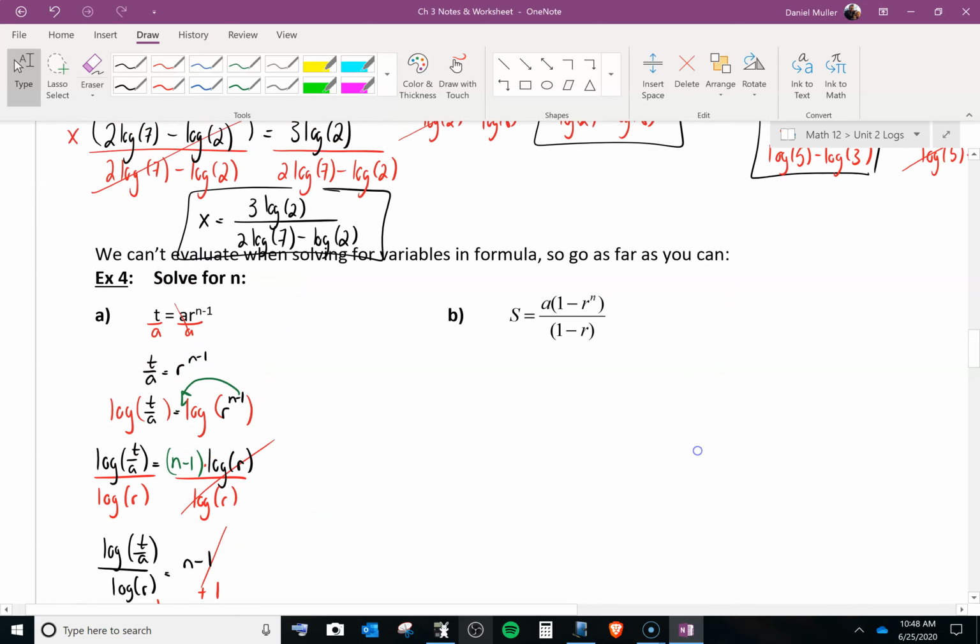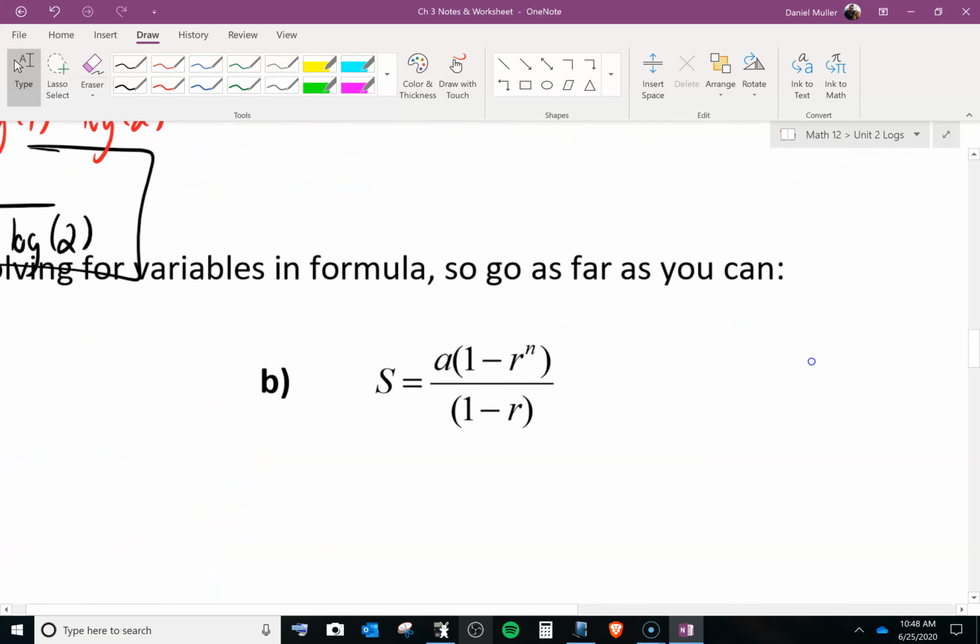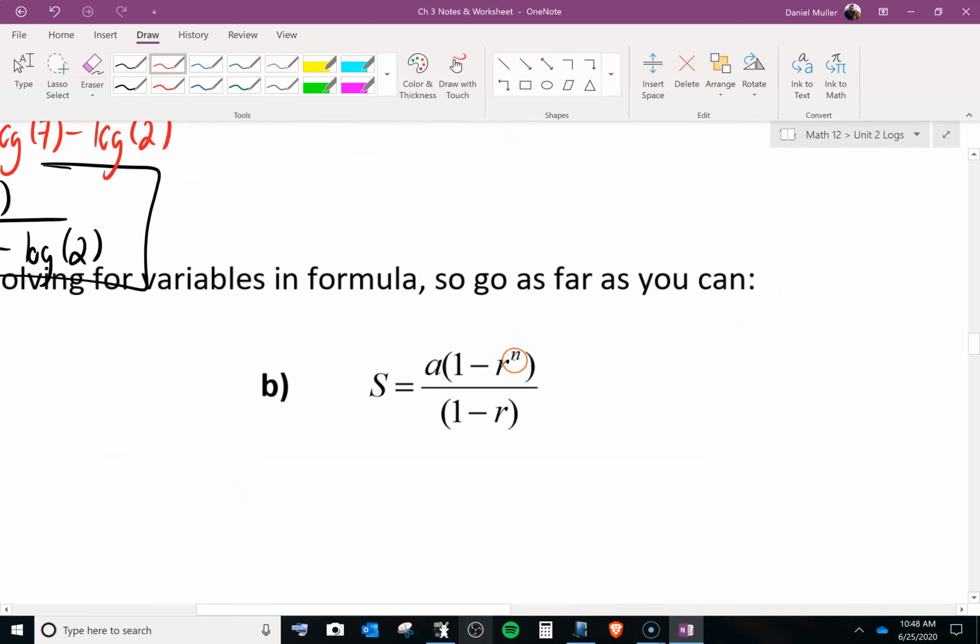What letter again? N? Solve for n. Okay, so what I need to do is get this r alone so that I can get the exponent down. So the first thing I can do is bring this 1 minus r, I can multiply it up, and at the same time I can also divide this a down. So that's kind of what I'm going to do first.